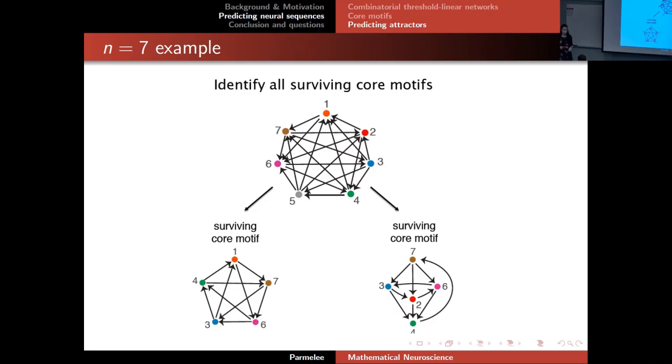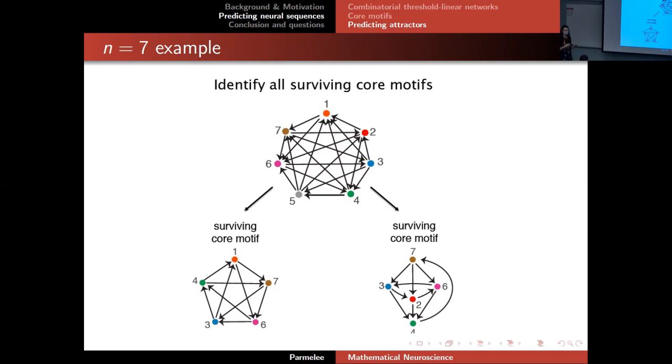Yeah, Grace. Does your percentage of core motifs that survive change depending on how big your network is? It's not just the size of the network, but also the density of edges. So I've showed you a lot of examples where this specific example is a complete graph. Well, kind of, because it's unidirectional edges. It has an edge between every single pair of neurons.